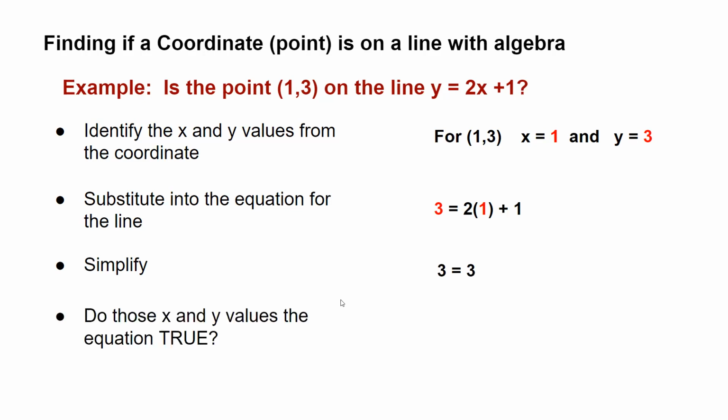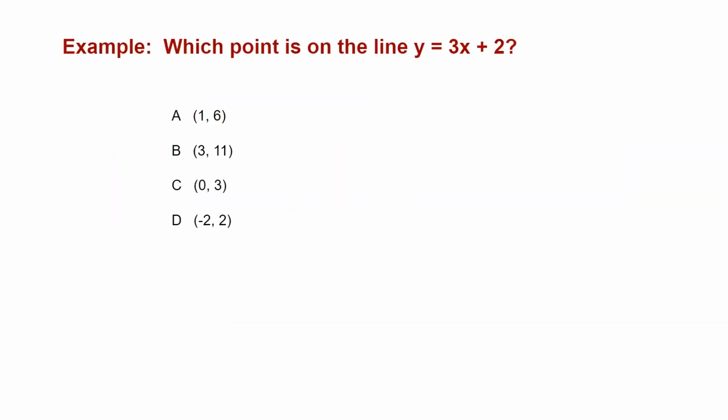We've done this before. We use those x and y values to determine whether the equation is true. If it's true like this, 3 does equal 3, then we know, yes, the point is on the line. If we got something where both sides are not the same, that would indicate that the point is not on the line. Now, this isn't a realistic type of question that you might see on an exam because it's really a true or false kind of question.